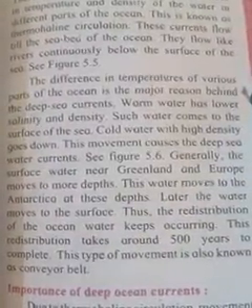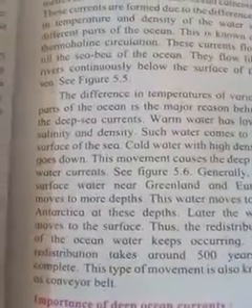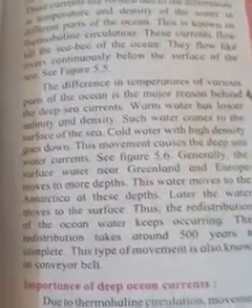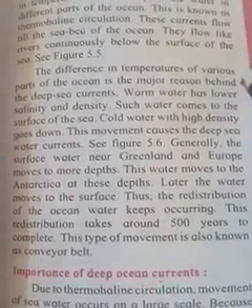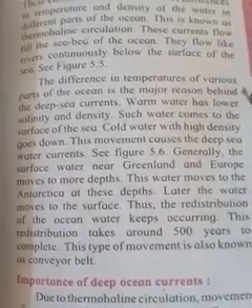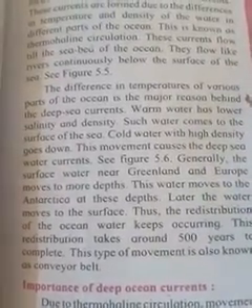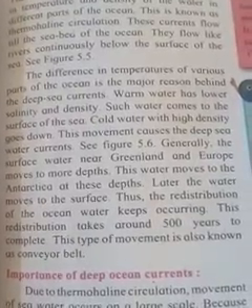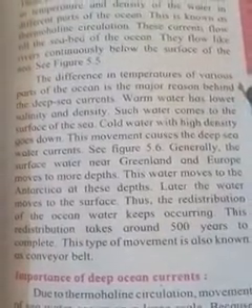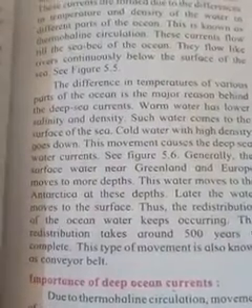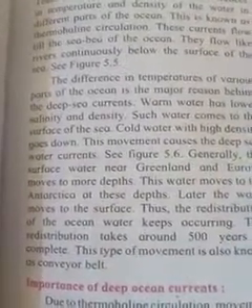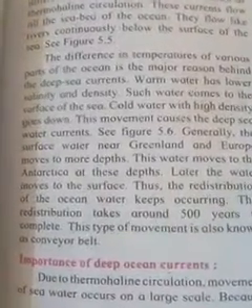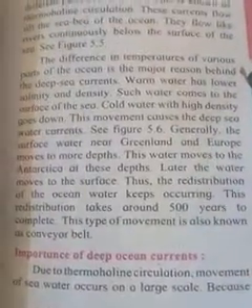Such water comes to the surface of the sea. And cold water with high density goes down. Because of the high density, it goes downside. Warm water has lower salinity and lower density, so because of the lower density, such water comes to the surface of the sea, and cold water with high density goes downside. This movement causes the deep sea water current.